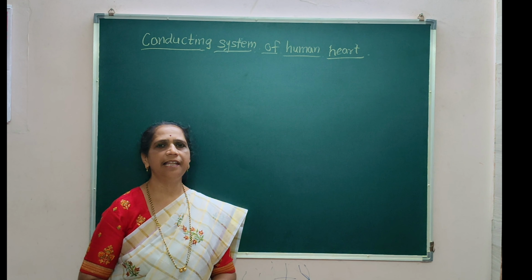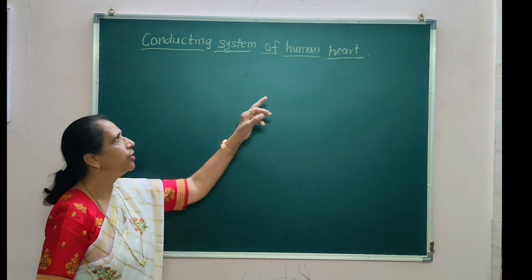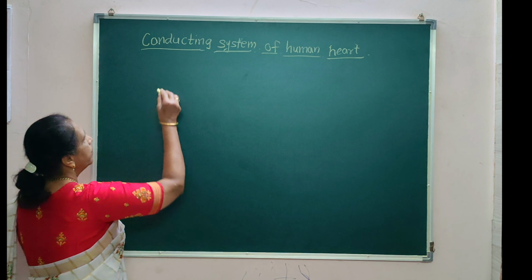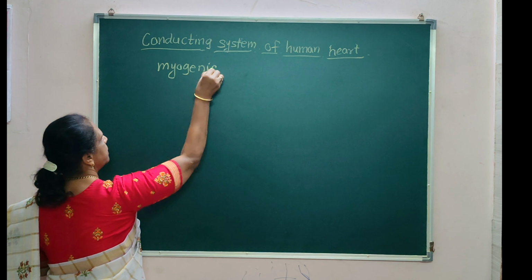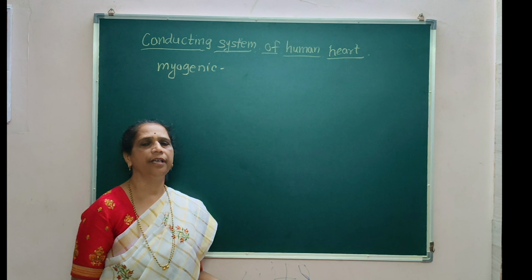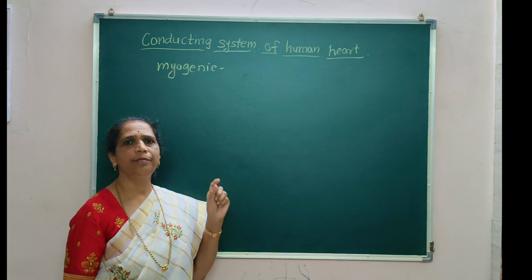Hello students, in this lecture we are going to discuss the conducting system of the human heart. The human heart is myogenic. Myogenic means the heart is able to generate impulses. It is not dependent on the nervous system, and that is called myogenic.